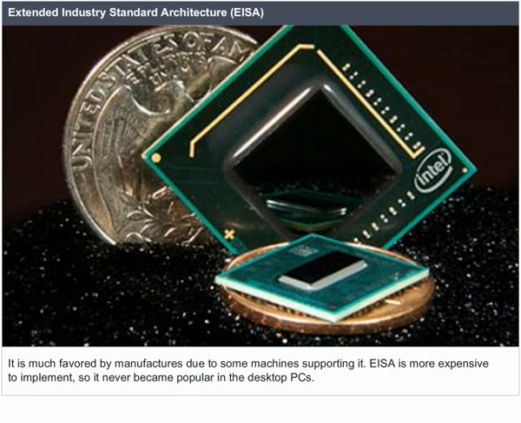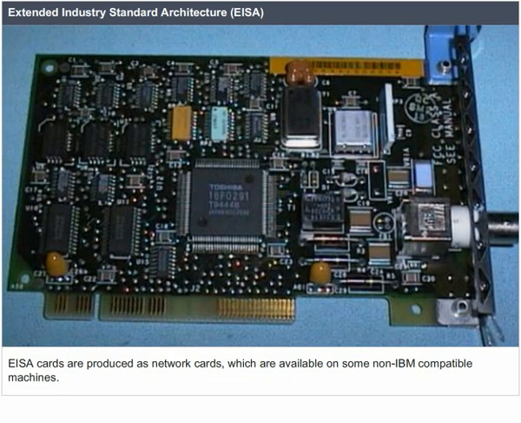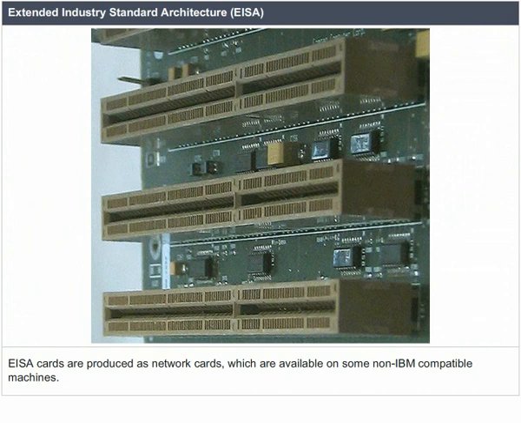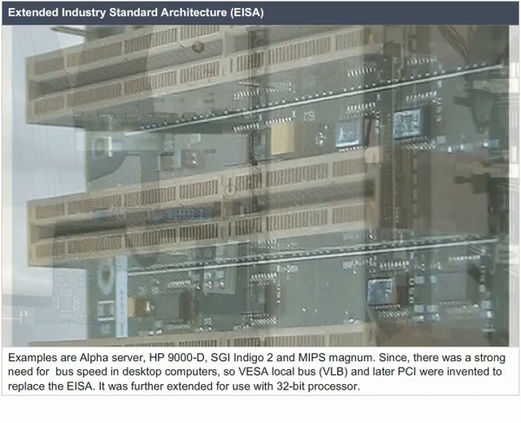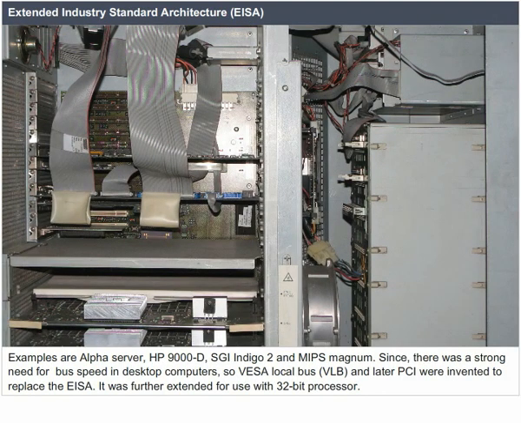EISA is more expensive to implement, so it never became popular in desktop PCs. EISA cards are produced as network cards, which are available on some non-IBM compatible machines. Examples are AlphaServer, HP 9000D, SGI Indigo 2, and MIPS Magnum. Since there was a strong need for bus speed in desktop computers, VESA Local Bus, VLB, and later PCI were invented to replace the EISA. It was further extended for use with 32-bit processors.